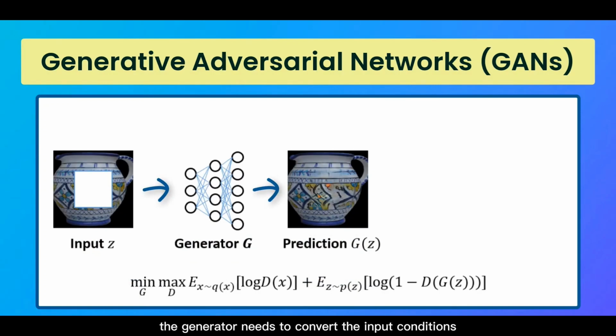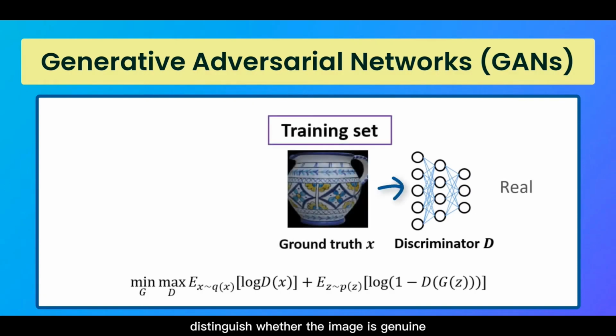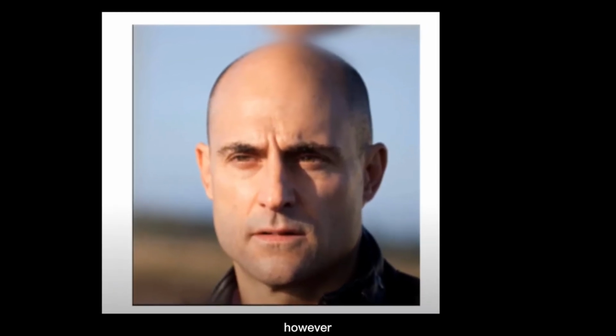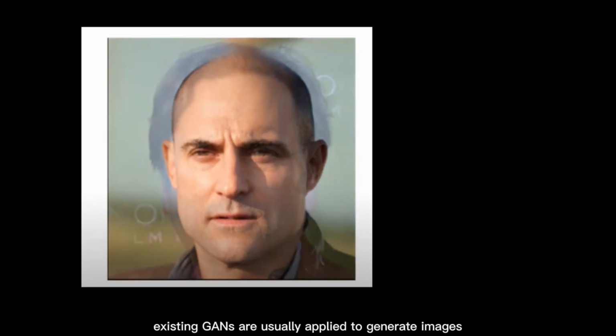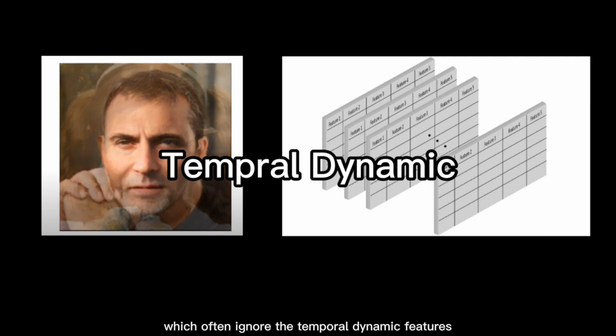The generator needs to convert the input conditions, like partial images here, to realistic ones, while the discriminator is trained to distinguish whether the image is genuine from the real world or painted by the generator. This competition-like training encourages the generator to produce visually appealing images with high realism. However, existing GANs are usually applied to generate images, and for generating time series, they often ignore the temporal dynamic features.